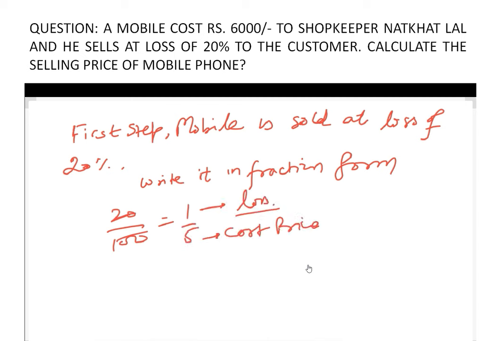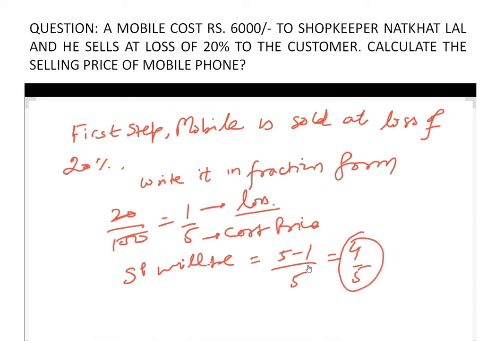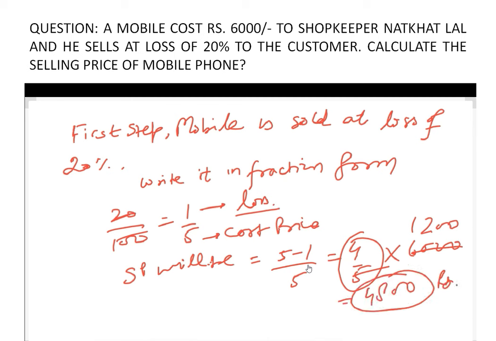So what will be the selling price? 5 minus 1 upon 5. So here the selling price will be 5 minus 1 by 5, 4 by 5 into 6,000. So it will come out to 4,800 rupees. So the selling price will be 4,800 rupees. So there will be a loss of 1,200 rupees to the shopkeeper.